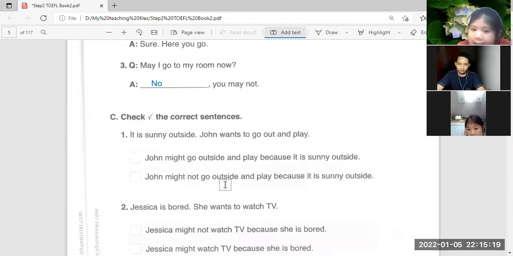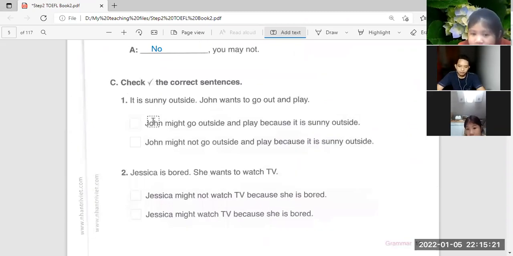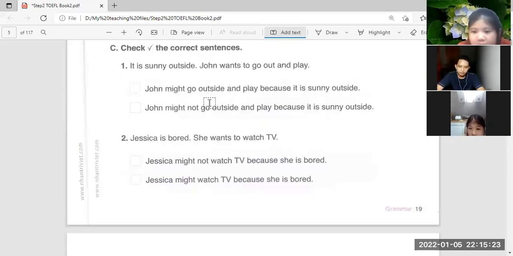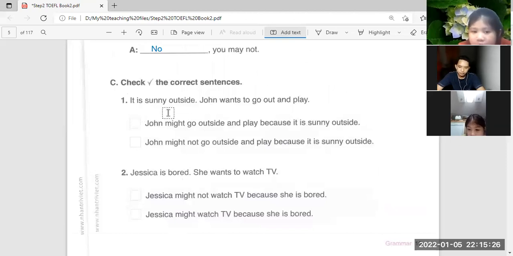Now let's look at C. Okay, let's check the correct sentence. For example, number 1, it is sunny outside. John wants to go out and play. What is your answer, Gelling?